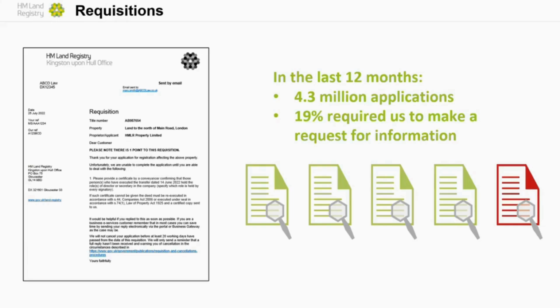The aim of our presentation is to help you reduce the number of requisitions that we send you in relation to boundaries and plans, but also to give you an insight into our procedures in regards to boundaries and plans. Just to give you some stats, in the last 12 months, we've received more than 4.3 million applications and 19% required a requisition. So if we can help you avoid a requisition, that's what we want to do, as these can delay the conveyancing process and cost you time and money as well.